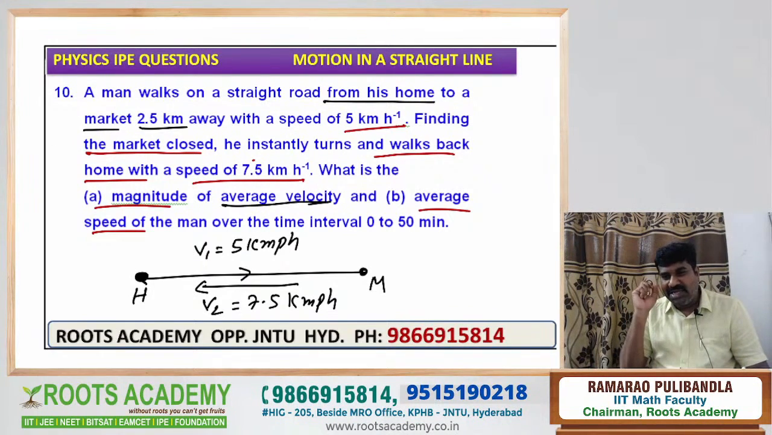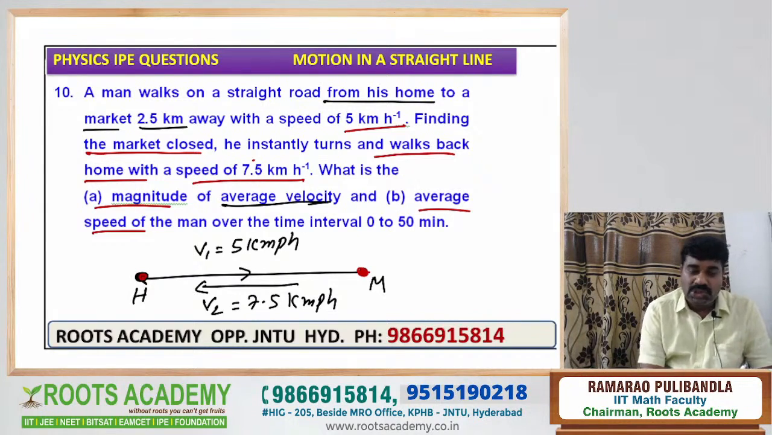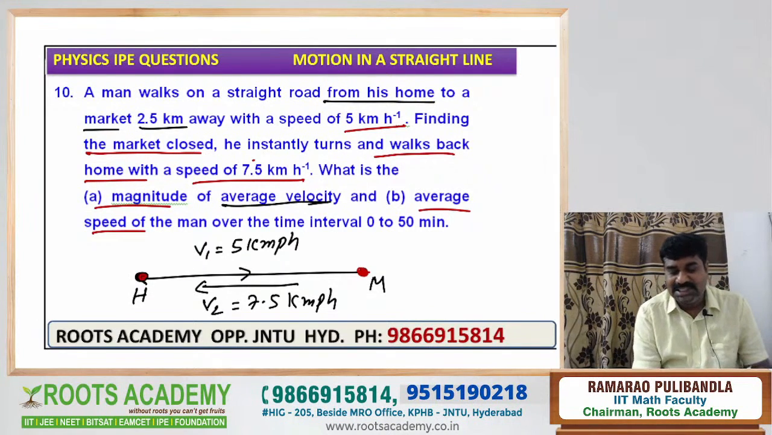First of all, what is the average velocity? Total displacement by total time taken. That is called the average velocity. Here this is the home and this is the market. He is moving from home to the market and market to home, so the total displacement becomes 0, so the average velocity is 0.